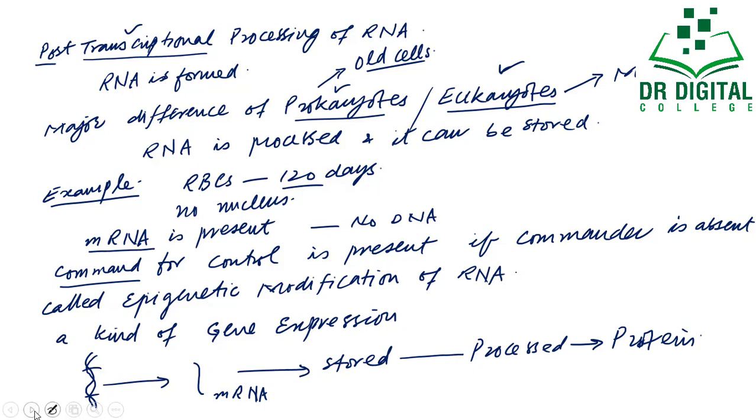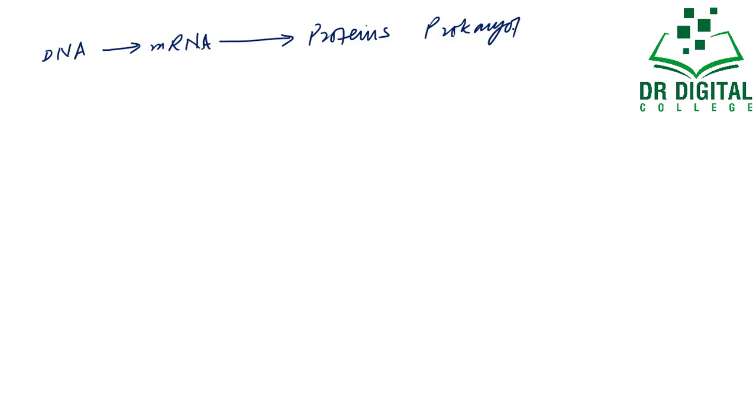So I can write here that in case of prokaryotes, from DNA mRNA is formed, and mRNA is directly used for the formation of proteins. There is no storage. This is readily used. So apparently this is the advantage, but if we think deeply, this is a disadvantage.